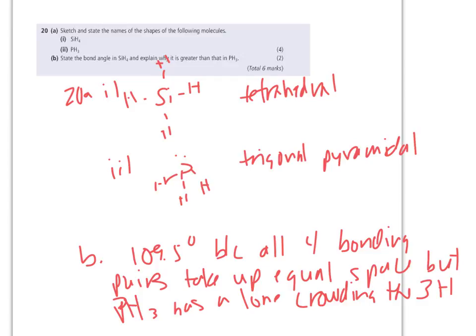And then B wants to know, state the bond angle in each. Well, tetrahedral is going to be 109.5 because all 4 electron domains are bonding pairs, and they take up equal space since they all are attracted. Each bonding pair is attracted by 2 nuclei holding them in place. But the PH3 has 4 in its electron domain, but only 3 bonding pairs. So that lone pair is free to crowd the 3 bonding pairs, and that's what gives it its asymmetrical trigonal pyramidal shape and a bond angle of just 107.